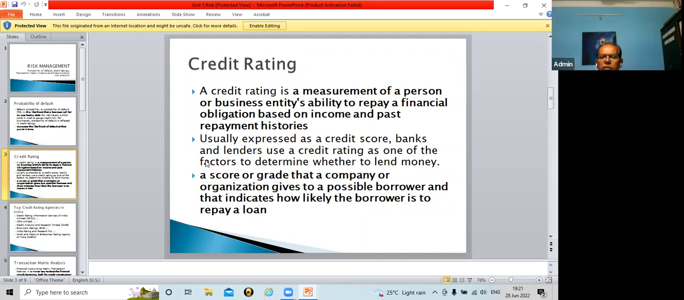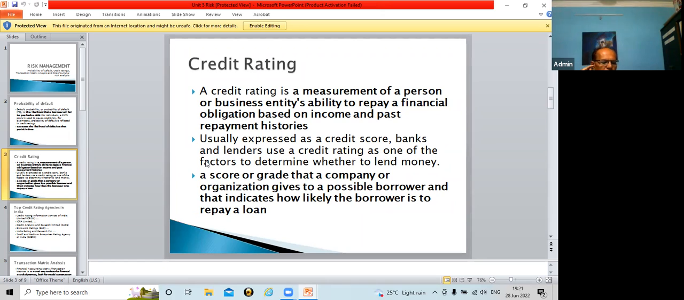So this is one thing. The next financial institution may ask for a no due certificate, or they will ask for the profit and loss account statement. On the basis of the profit and loss account statement, the financial institution will assess the capability of making repayment of a loan. And what is the capability? What is the factor which indicates the capability of the organization?